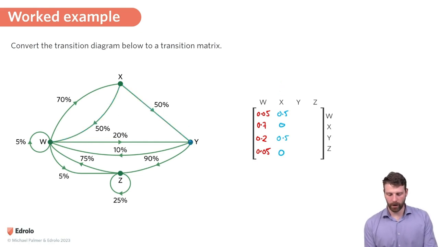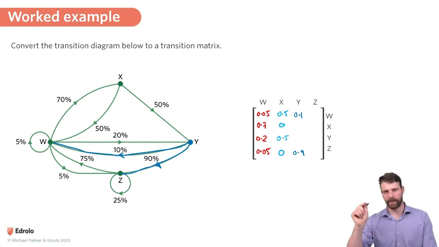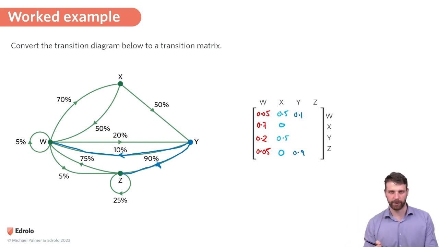Looking at Y, what's flowing out of Y? I can see 10% flowing to W, and 90% flowing to Z. So I'm going to put 0.1 from Y to W and 0.9 from Y to Z. Remember, with these transition diagrams, we read them column first, and that's sort of weird and different to all the other stuff we do with matrices. So chuck some zeros in there. That's all good.